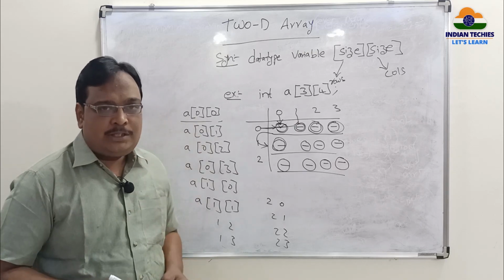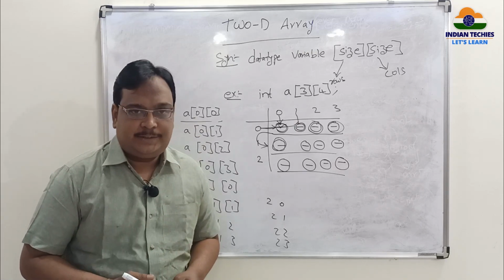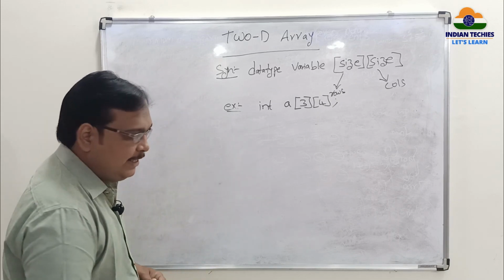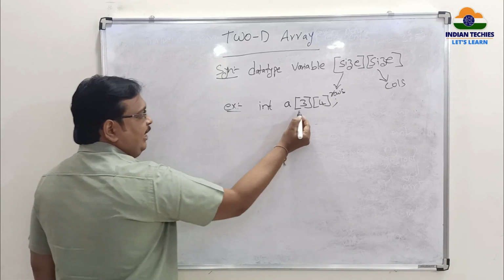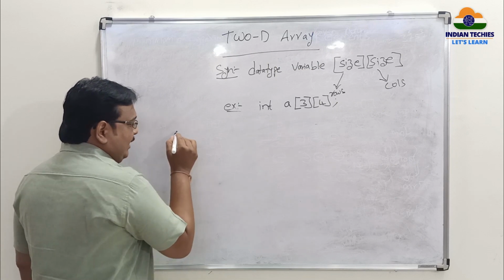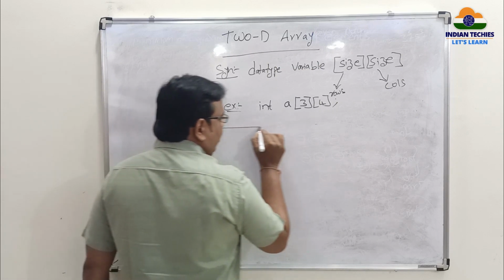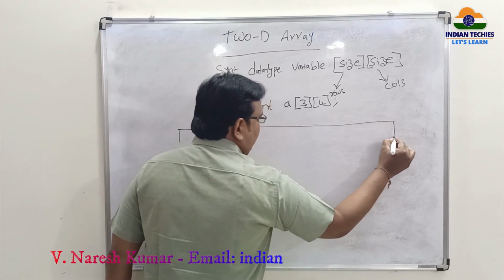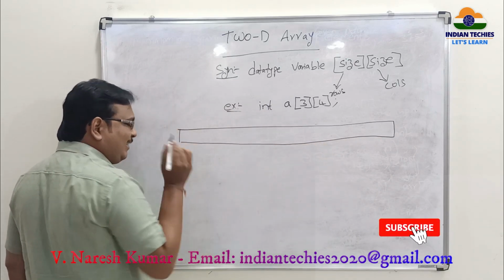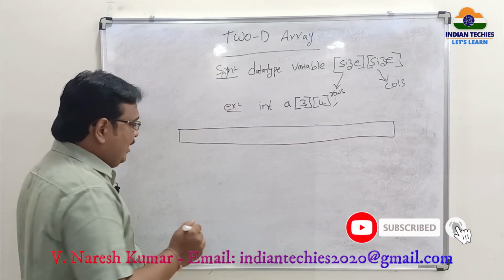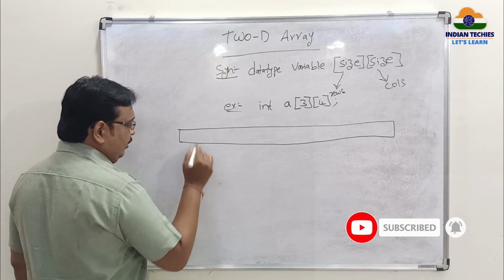For these variables, how is the memory allocated? Now, let's see the memory allocation. 3 4s are 12 integer variables, so it will not be allocated in the form of rows and columns. We are accessing in the form of rows and columns, but in memory, the allocation is done sequentially.